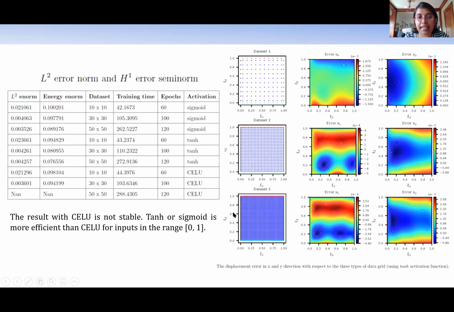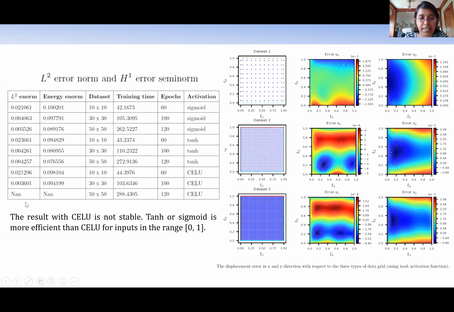Now, solving this, they have used three kinds of data sets. The first one is a 10 cross 10 data set, the second one is 30 cross 30, and the third one is 50 cross 50. They have used three kinds of activation functions, and they have made a comparative study and shown the results for all three of them. The displacement error in X and Y direction using the tanh activation function is the one they move ahead with.